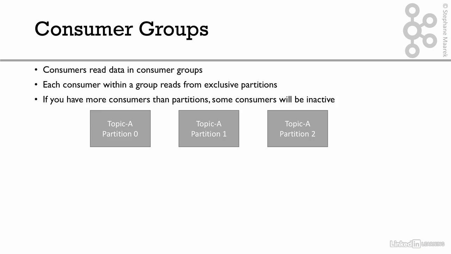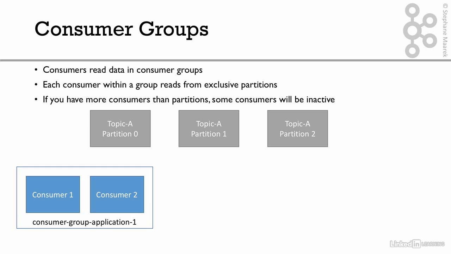So here's an example. We have our topic A, and it has 3 partitions. Now we have a first consumer group, and a consumer group represents an application. So for example, this is my dashboard application, and I have 2 consumers, okay? Consumer 1 is going to read from 2 partitions, and consumer 2 is going to read from the 3rd partition. So consumer 1 reads from 2 partitions at a time, while consumer 2 reads just 1 at a time.